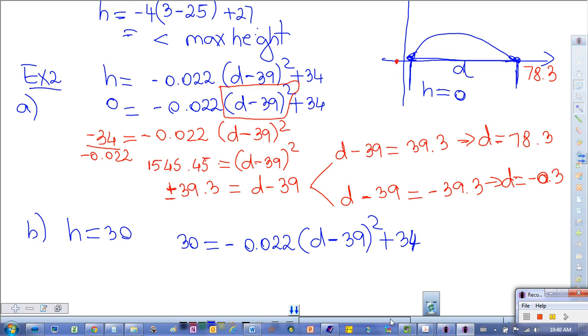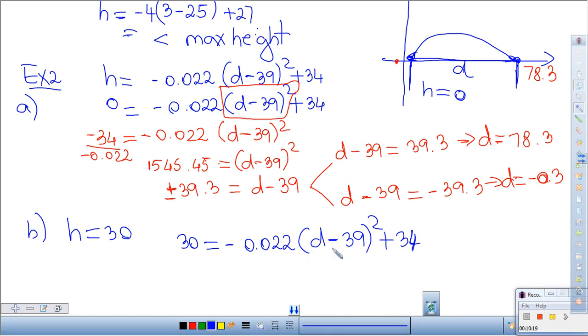So now, just like in the previous example, we're going to isolate that perfect square by moving the 34 to the other side. Now 30 minus 34 is negative 4 equals negative 0.022 times d minus 39 squared. So again, divide both sides by negative 0.022 and find the distance corresponding to the height equals 30 meters.